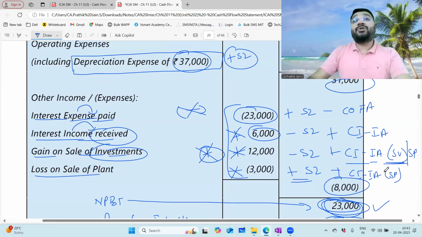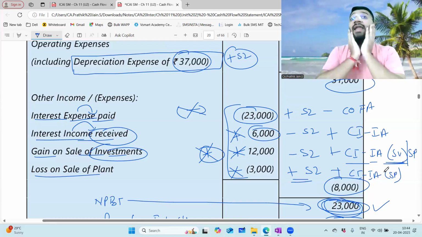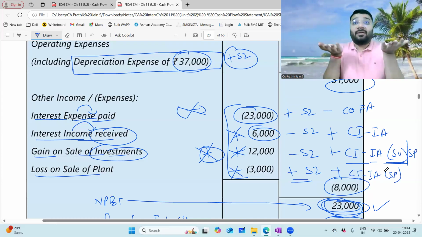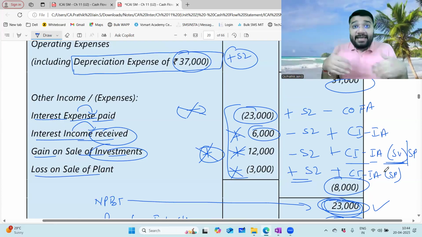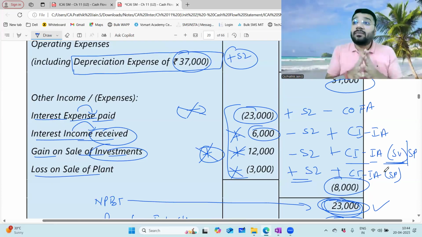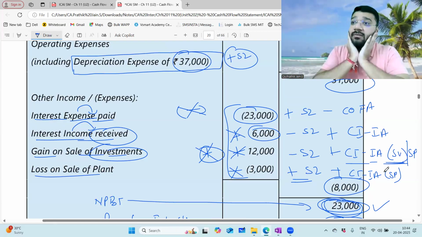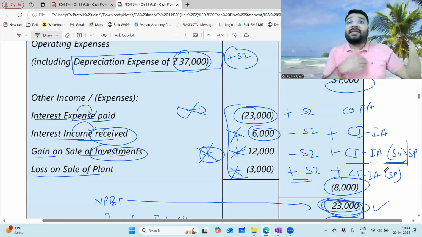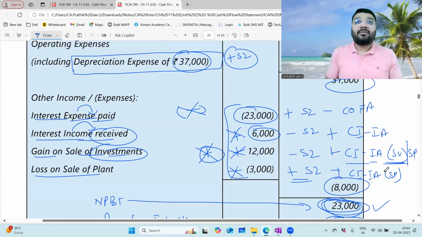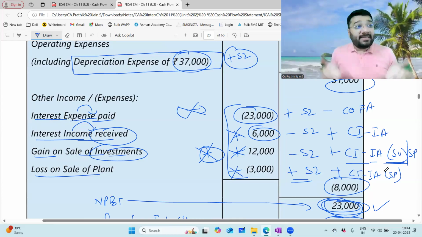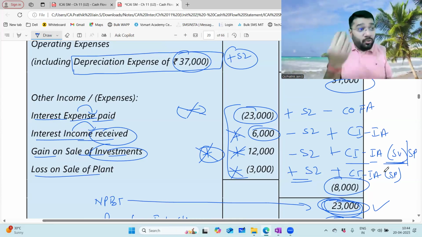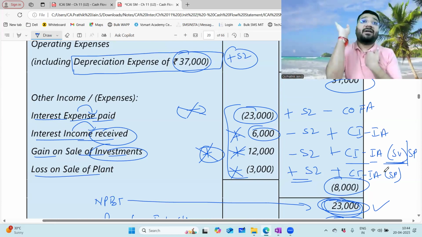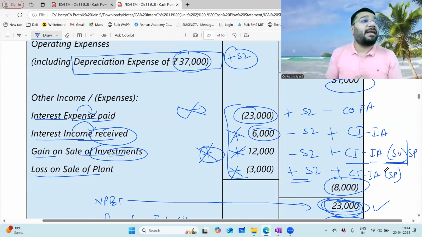Interest income. Interest you earn on what? Financing means what? I'm raising the funds for my business. Interest income, I get my income on the fixed deposit. Fixed deposit I invested. Financing activity means I'm raising the funds, so I have to pay interest. When do I receive the interest? When I invested somewhere else. On my investment, I get the interest. So it is investing activity. Are you clear with this point?